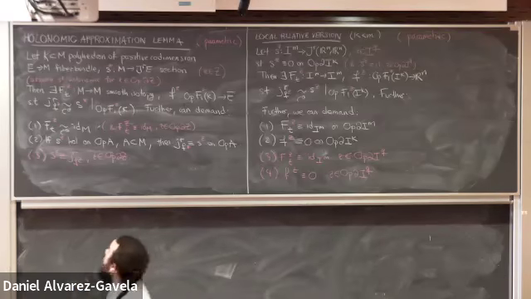Okay, so I want to now use the holonomic approximation lemma to do some stuff. I have written down here the statement of the holonomic approximation lemma and the local relative version.